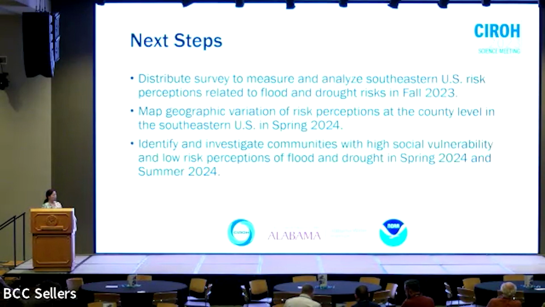So the next step, we will distribute a survey this fall, and we will map, based on the survey results combined with the census data, the geographic variation of risk perceptions at the county level in the Southeast US in spring of 2024. If you have any questions about how to map risk perceptions, I will be more than happy to answer your questions just a little bit. And the third step is to identify and investigate communities with high social vulnerability and low risk perceptions of flood and drought in the spring and summer of 2024. With that, I'm happy to answer any questions you might have.